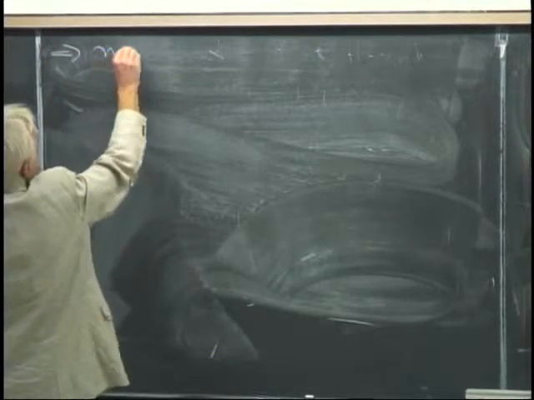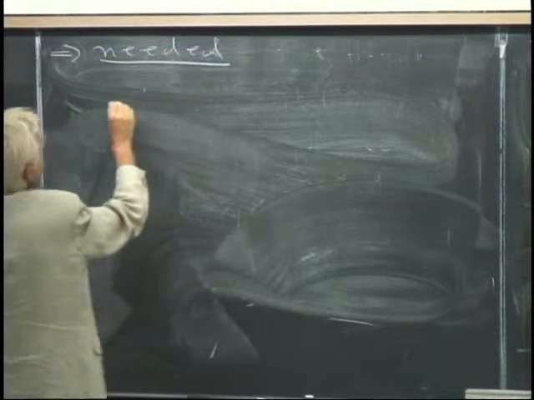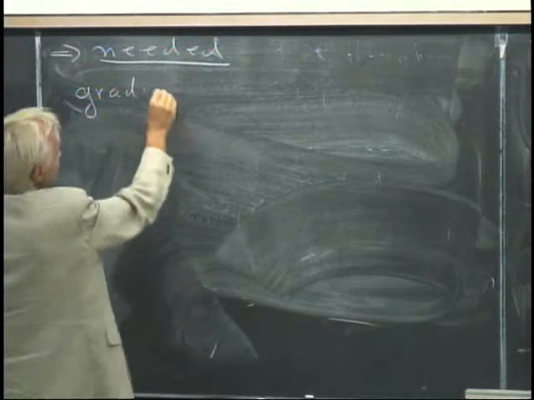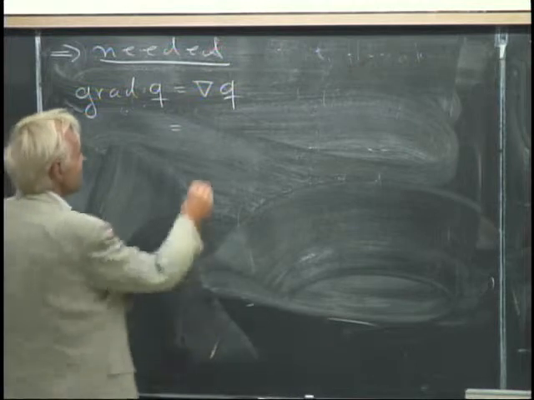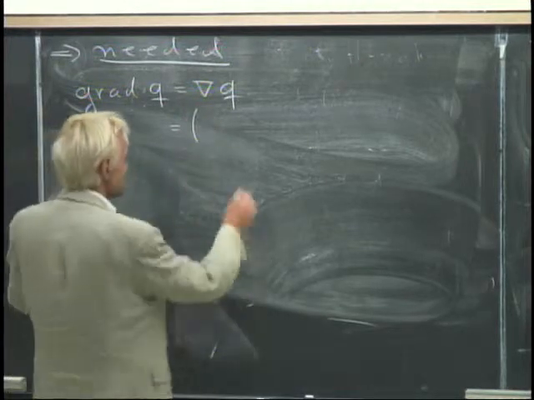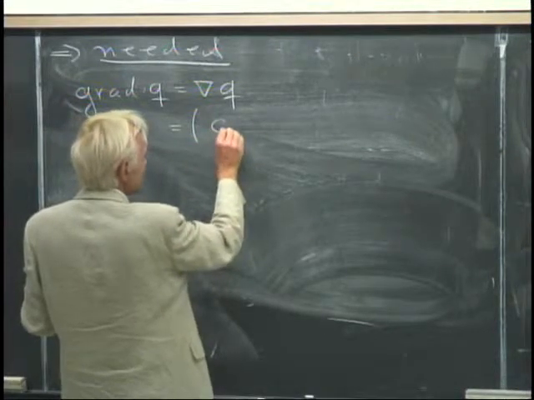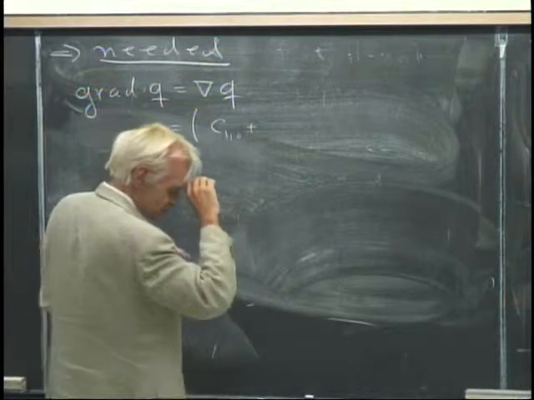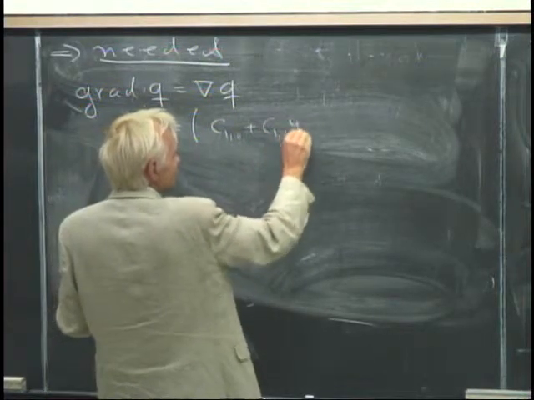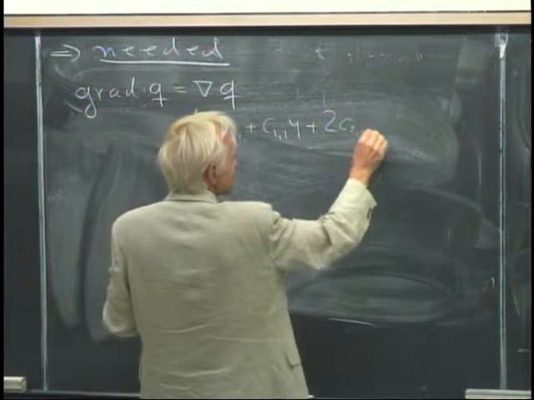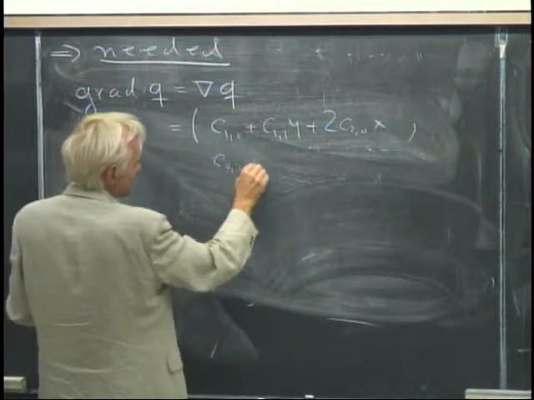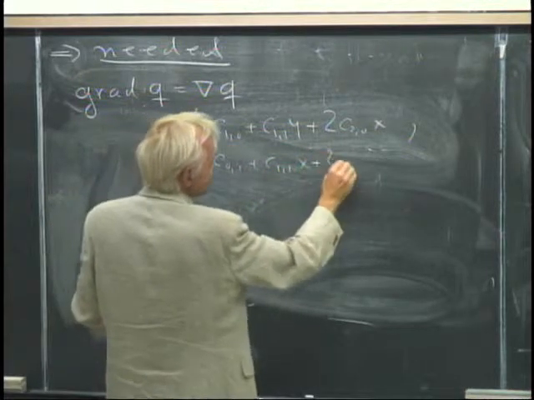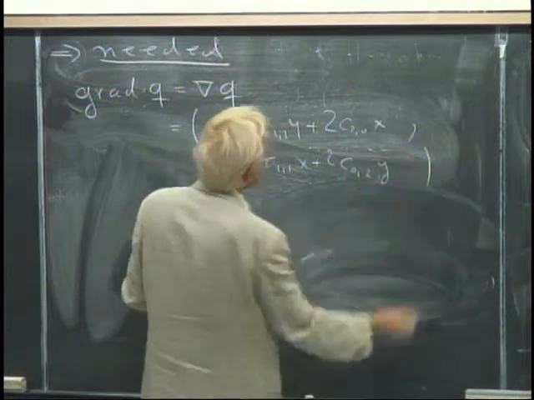What we needed is the gradient of that, grad q, which is a vector quantity consisting of 2 components. The first one, when I differentiate with respect to x, I get c1,0 plus c1,1 y plus 2 c2,0 x. That's the first component. The second component is c0,1 plus the mixed term c1,1 times x plus 2 c0,2 times y. So that's the gradient.